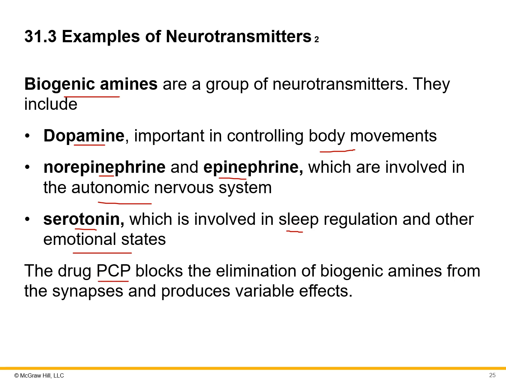So the drug PCP actually blocks the elimination of these amines. And it produces a lot of different effects. If it blocks the elimination from the synapse, that means they're staying there longer. So it enhances their action.